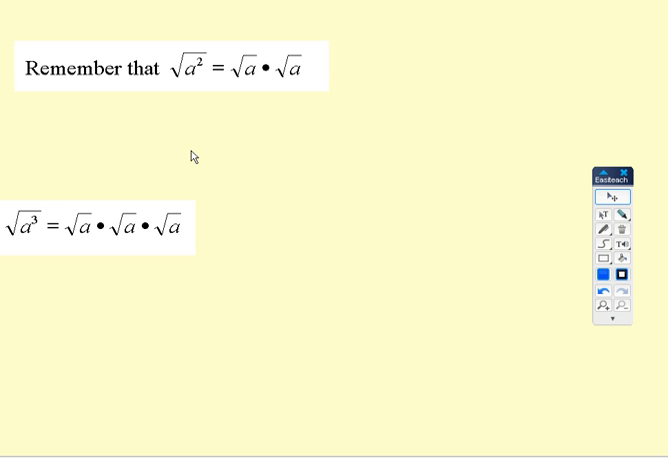Okay, so let's remember from Friday that the square root of a squared is the square root of a times the square root of a, and therefore that equals a. Okay, so now if we have the square root of a cubed, we could break that down to the square root of a times the square root of a times the square root of a. And if we go back to this, we see that the square root of a times the square root of a is a, and we're left with a times the square root of a. So this is equal to a times the square root of a.